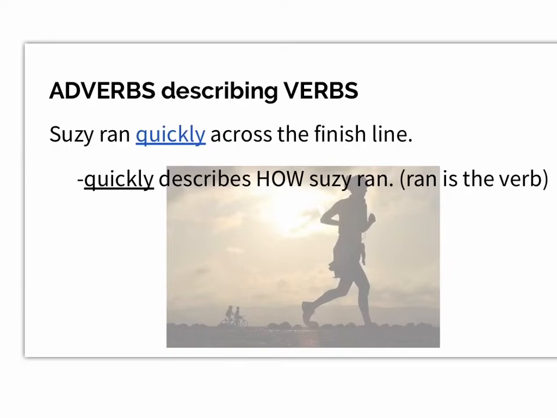All right, so here is an example of an adverb describing a verb. Susie ran quickly across the finish line. Quickly is our adverb because it's describing how Susie ran. How she ran? She ran quickly. If you just tell me she ran across the finish line, okay, she ran. But if you tell me she ran quickly, that paints a little bit of a different picture. It just gives a little bit more detail so that you can better visualize what's going on in the sentence. All right, so there's an adverb describing a verb.